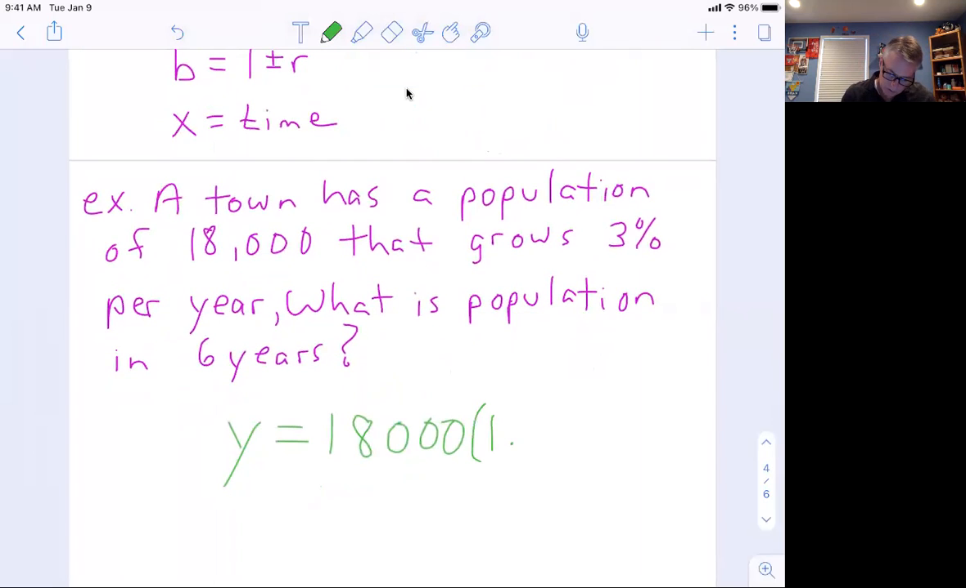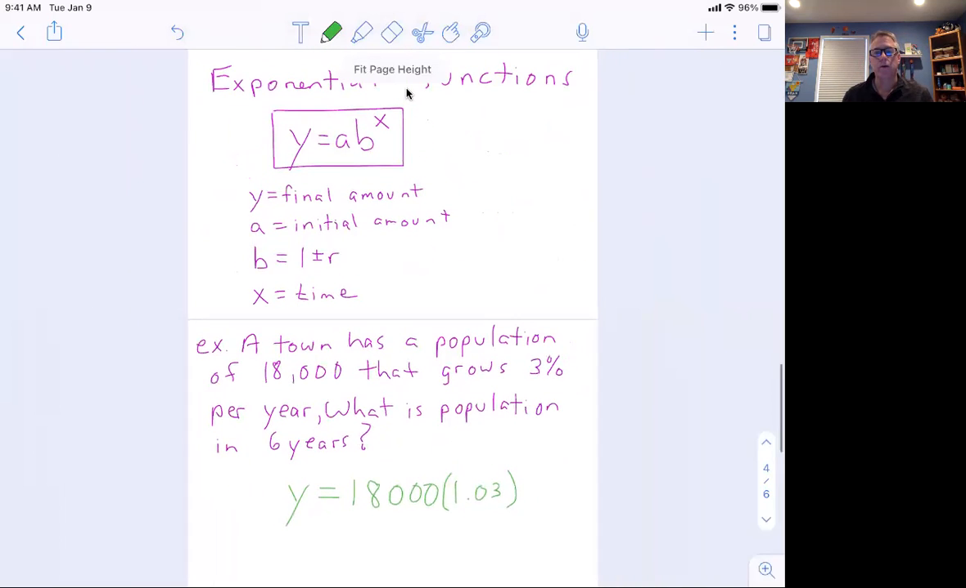So that's 1.03 because it's 1 plus 3%. 3% is 0.03. And our time is 6 years. So break out those calculators and let's figure out what this is going to be.